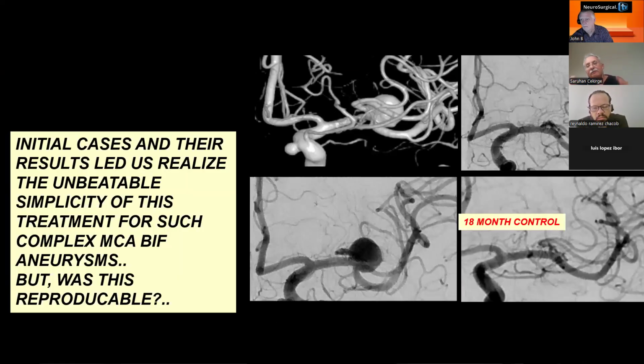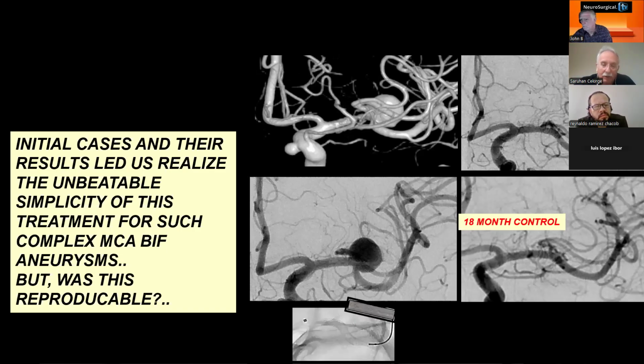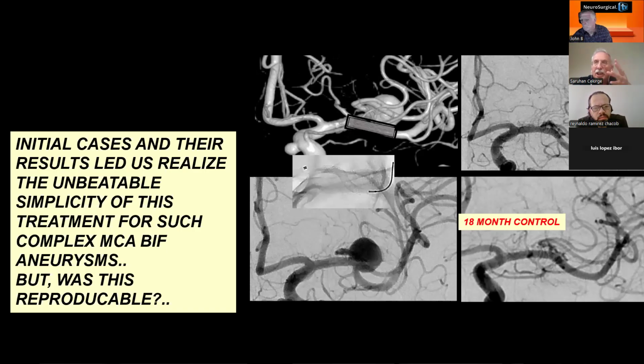So, initial cases, and this was the first case in which I placed a pipeline, and when I presented this in Val d'Isère, they were almost killing me there. This was something new in 2008. However, I really believed in it. The main question was, doctor, you're placing a pipeline stent across the aneurysm neck. How are you sure that this aneurysm is going to close? Was this result reproducible? Yes. Now I can clearly say after 15 years, it is reproducible. But we need to change our angle of look at aneurysm occlusion.